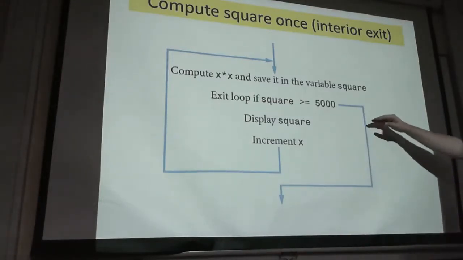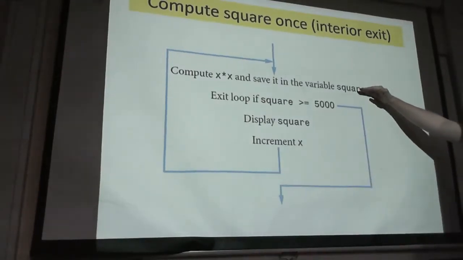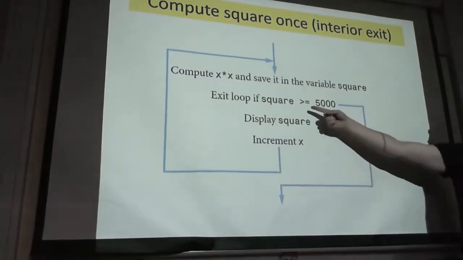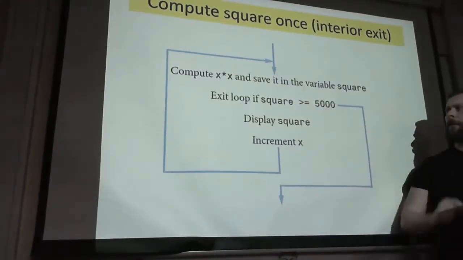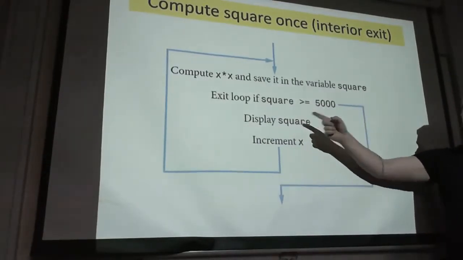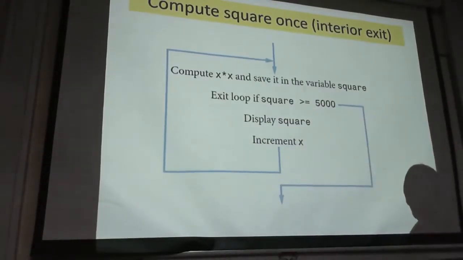Our interior exit. We're going to compute and save the result of x by x into a variable called square. We're then going to have an if statement to decide if we exit. If we're not allowed into this if statement, we're going to display the value of square, and we're going to increment x.